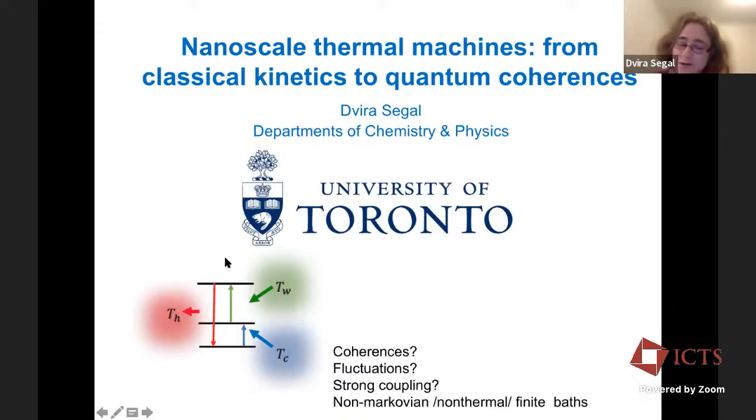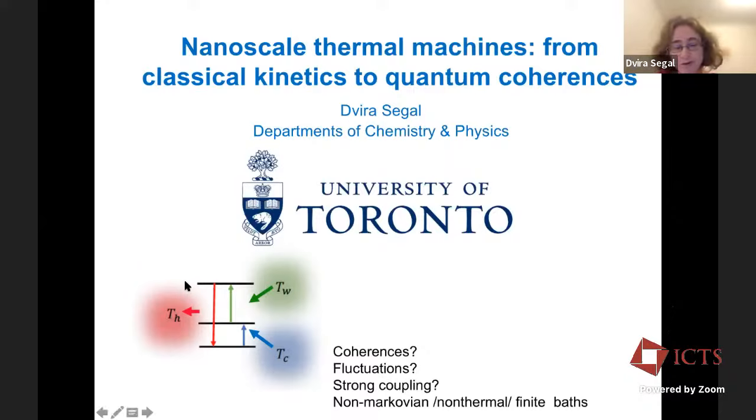So I'm going to focus on this simple thermal machine as a case study. As you will see, it's hard to come up with general conclusions about the role, say, of coherences in quantum thermal machines. So I'm going to build up the discussion on a case study, and hopefully from there one could generalize or at least understand the different scenarios.